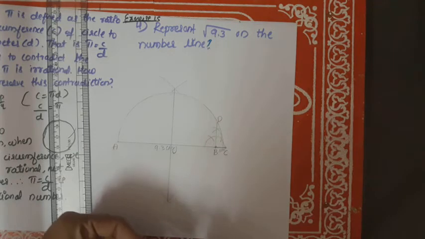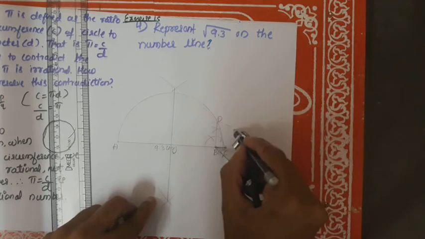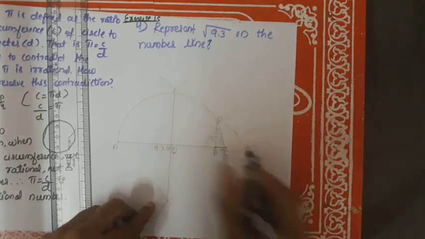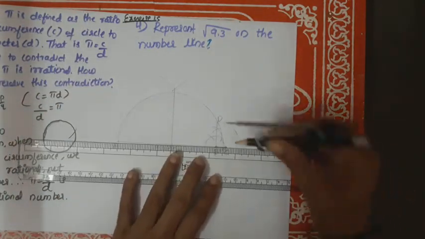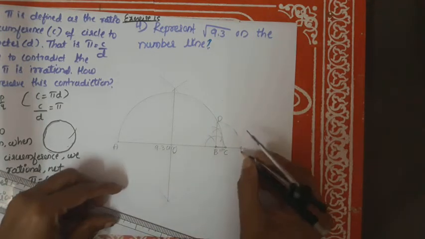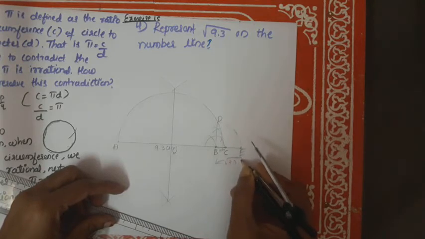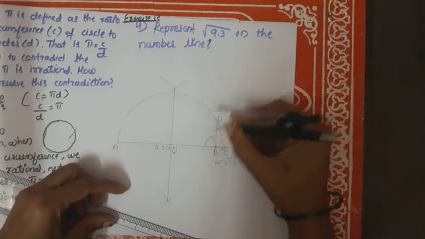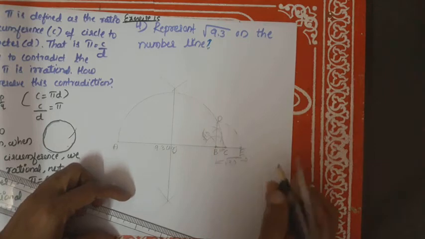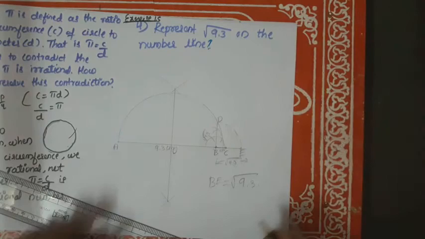So here I will draw a circle again. See the point here. I just extend this. What we get here I call DE. This is root 9.3. Otherwise, BD is root 9.3, BD is root 9.3, and BE is equal to root 9.3.